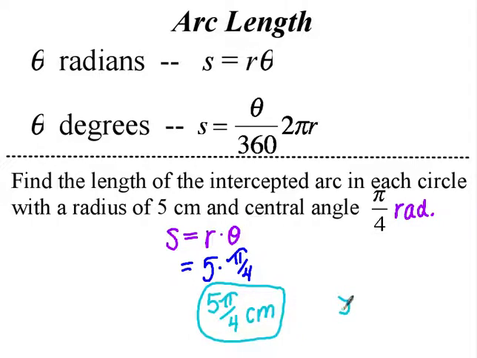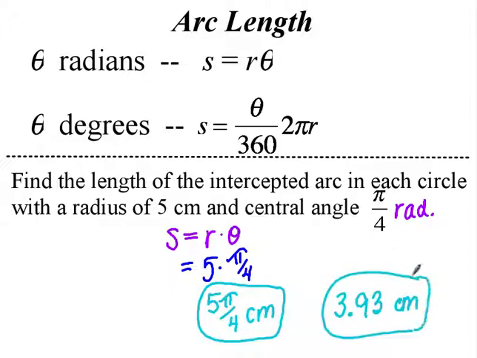Okay, 5, second caret key, divided by 4. Did you get 3.93 about? Yeah. Okay, 3.93 centimeters. So that's another way you could calculate it. You could just leave it 5 pi over 4, you could answer 3.93. Questions? Okay, so when it's in terms of radians, that's when we use the S equals R theta one.